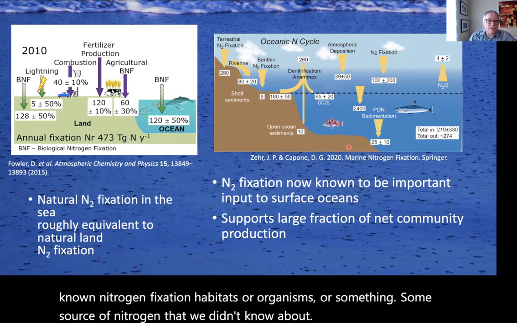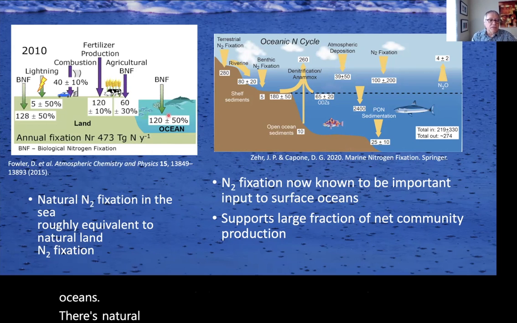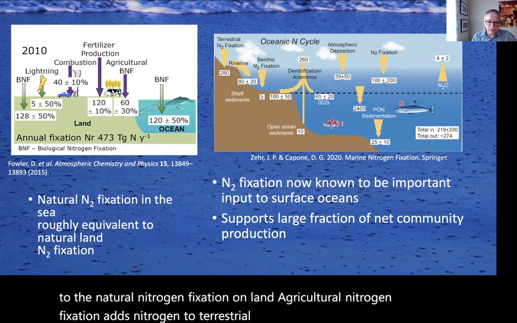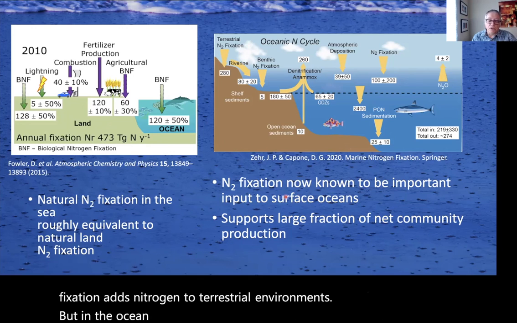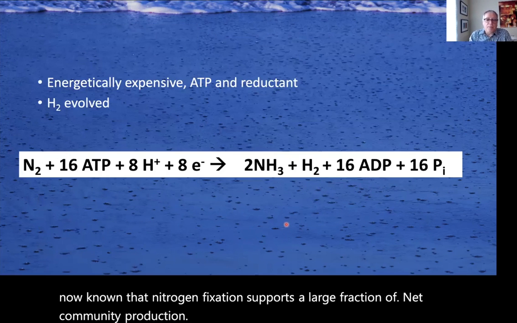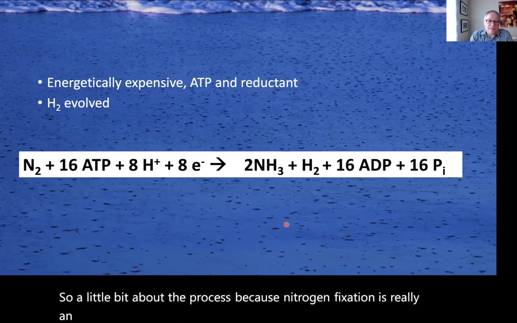So what we know now is that nitrogen fixation is important to surface oceans. There's natural nitrogen fixation in the sea that roughly is equivalent to the natural nitrogen fixation on land. Agricultural nitrogen fixation adds nitrogen to terrestrial environments. But in the ocean environment, particularly in oligotrophic oceans, it's now known that nitrogen fixation supports a large fraction of net community production. So a little bit about the process, because nitrogen fixation is really an interesting reaction, and the organisms that can do it are really interesting.